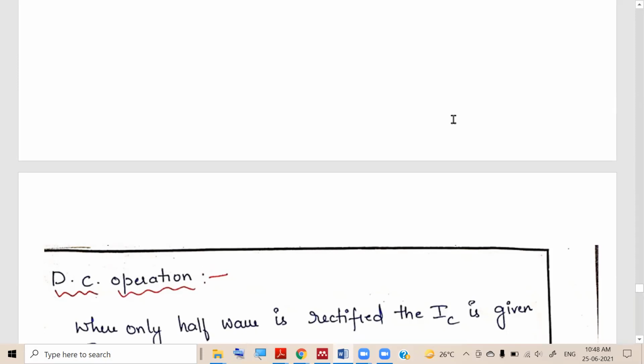Students, what is the next task that we have to do here? Please answer. Yes. Finding the load lines.